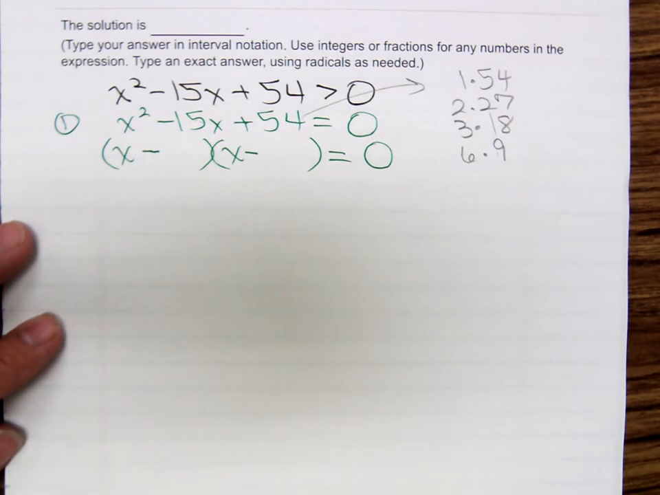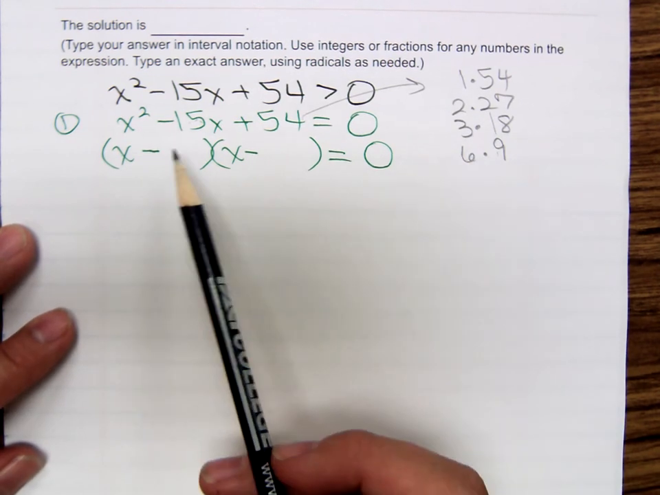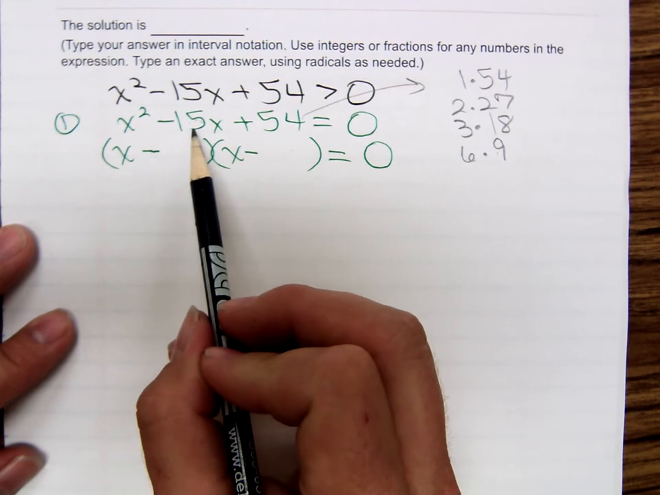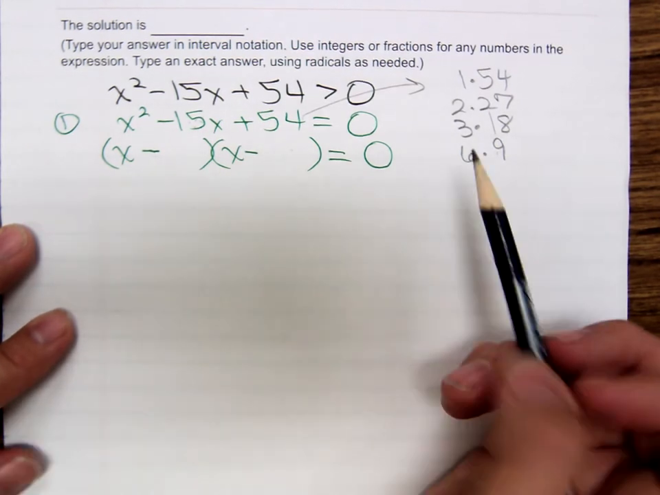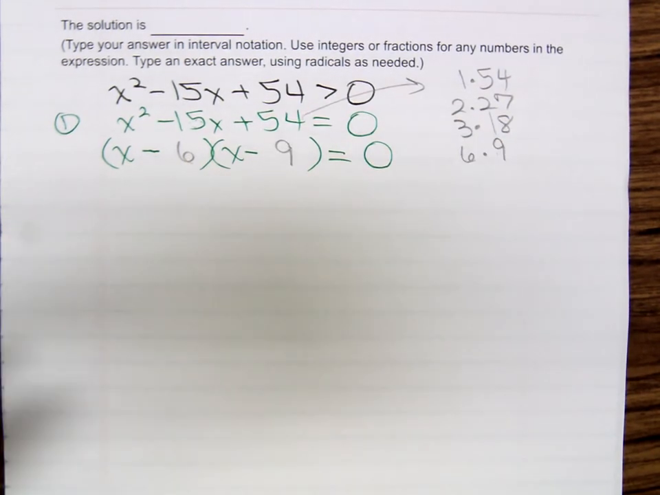Which one should we use? 3 and 18? I think that 3 and 18, because the minus and the minus, if we use a 3 and an 18, we're going to wind up getting a 21, not a 15. So I think we need 6 and 9. Let's check. Let's check.